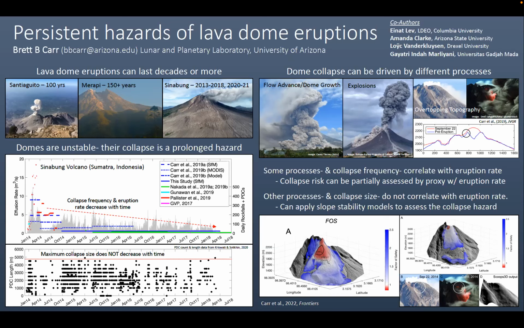And so at Sinabung, we saw the eruption rate and the collapse frequency decreased over time, but the size of the potential collapse did not decrease. So as activity was declining, the hazard remained the same over the period of the eruption.